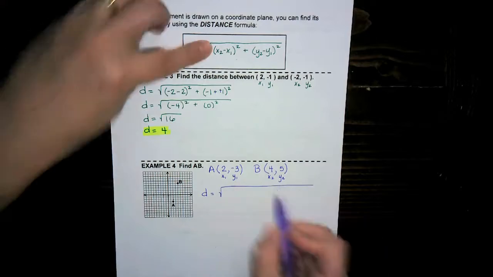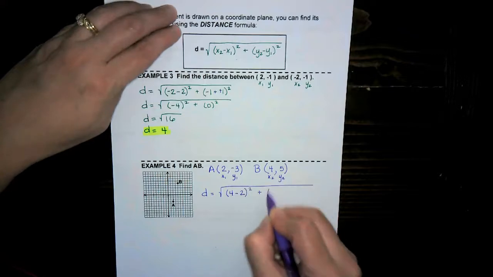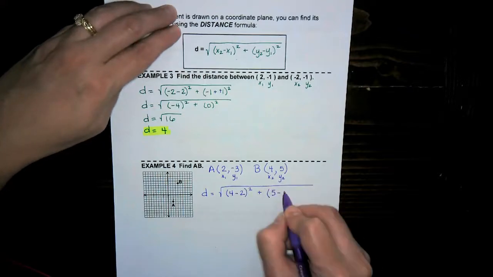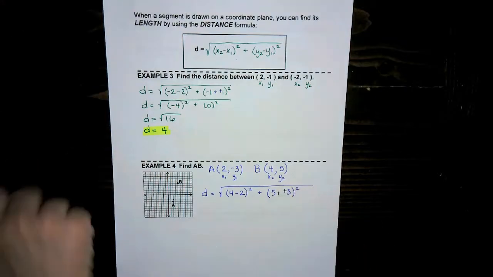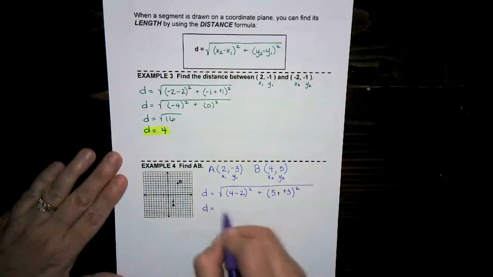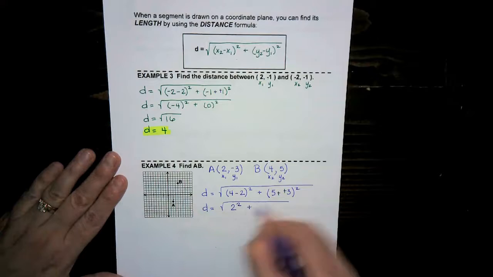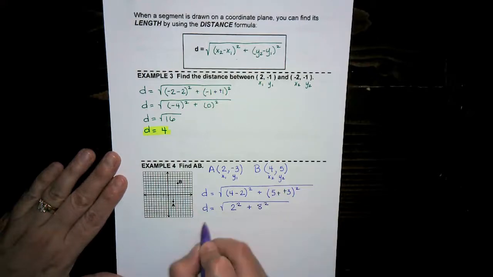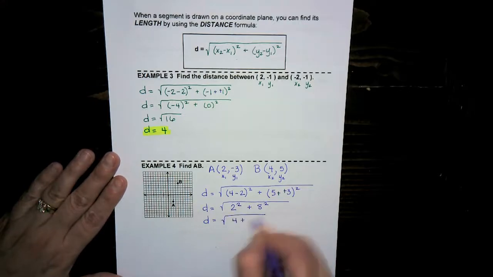Okay, so we'll do the x's first. So x2 is 4 minus x1 is 2, and we square that. And then y2 is 5 minus -3, and we square that. Let me take care of this minus minus piece. Makes it a little simpler for us. And so we work under the square root now. 4 minus 2 is 2. And 5 plus 3 is 8. Okay, order of operations says to do those exponents first. So 2 to the second is 4. And 8 to the second is 64. And now I've got the square root of 68.